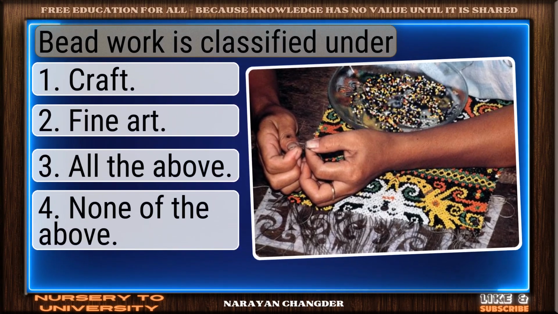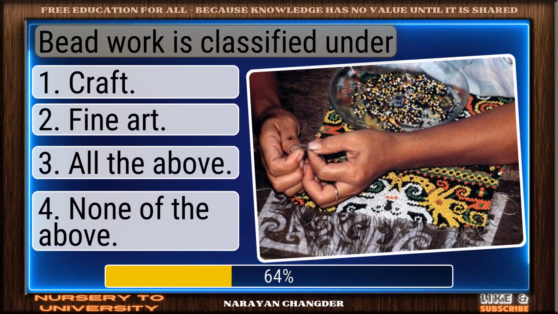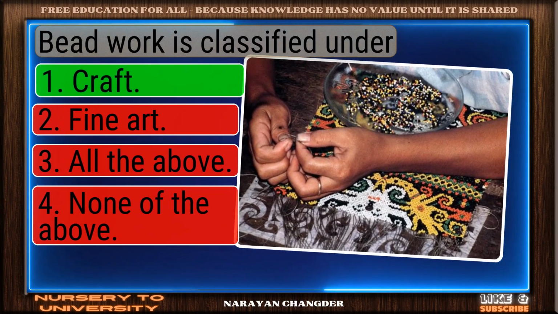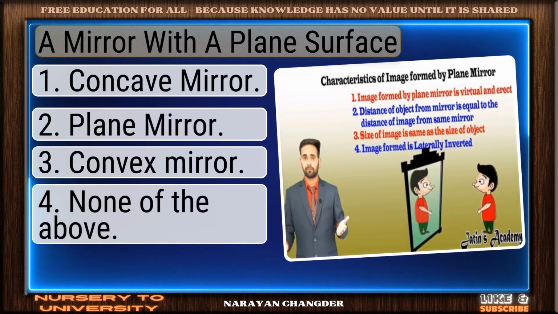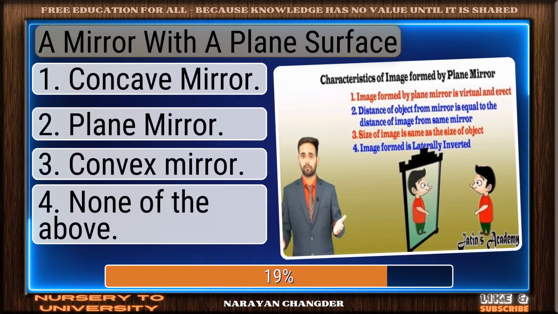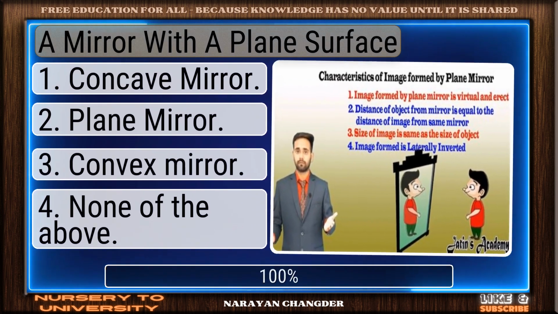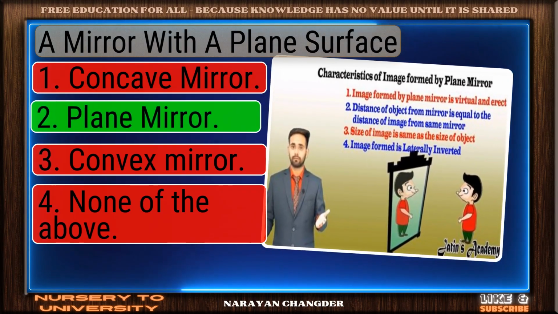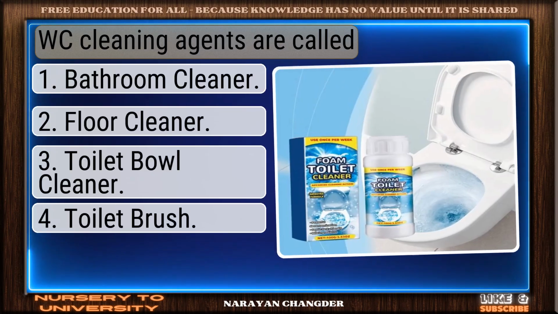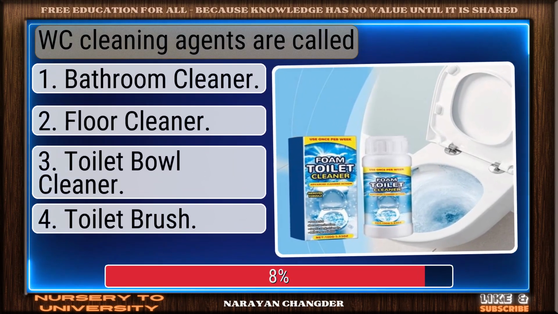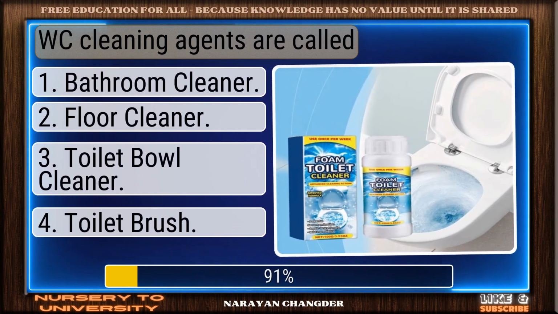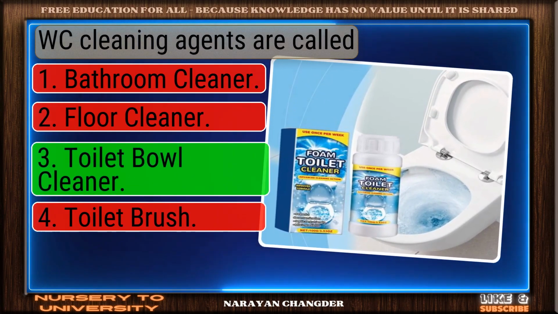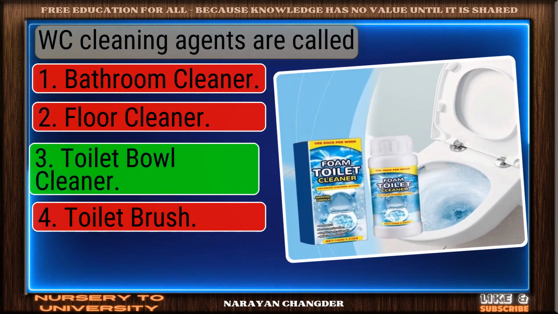Beadwork is classified under. Exactly. Craft makes sense, and it is the right choice. A mirror with a plain surface. Clear logic. Your choice, plain mirror, is sound and 100% true. Toilet cleaning agents are called. Solid response. Toilet bowl cleaner is a valid choice.